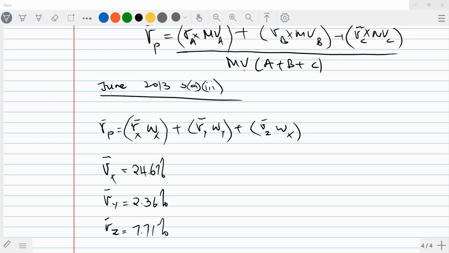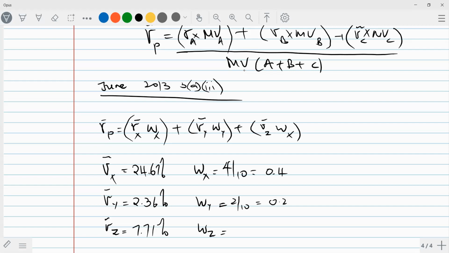We have X, we have Y, and we have Z. Now we'll be giving the weights. We know that for X it is 4, for Y it is 2, and for Z it is 4. The sum total of those ratios, 4 plus 2 plus 4, gives us 10. So the weight of X is 4 out of 10, which gives us 0.4; for Y, 2 out of 10, 0.2; and for Z it's 4 out of 10, 0.4.